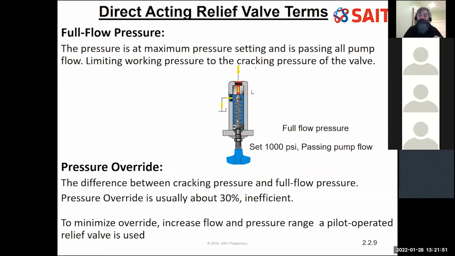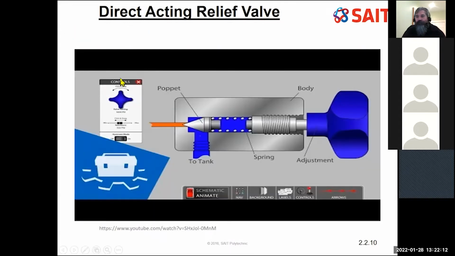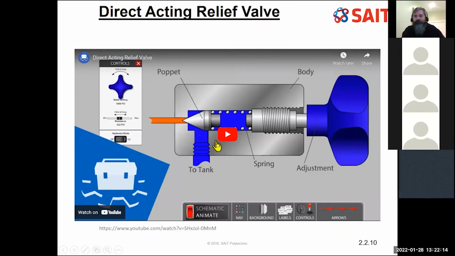So what we do instead is use a pilot operated pressure relief valve. That's why we tend to use it sometimes in the lab, in order to get better performance and save money. In industry, we use pilot operated pressure relief valves as the standard, not the direct acting pressure relief valve. But first, I'm just going to play a video on direct acting relief valves.